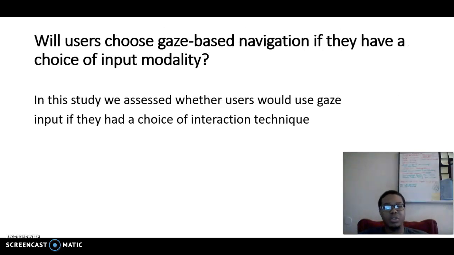Will users choose gaze-based navigation if they have a choice of input modality? In this study, we assessed whether users would use gaze input if they had a choice of interaction technique, and I measured the frequency of use for keyboard and/or gaze input during navigation.